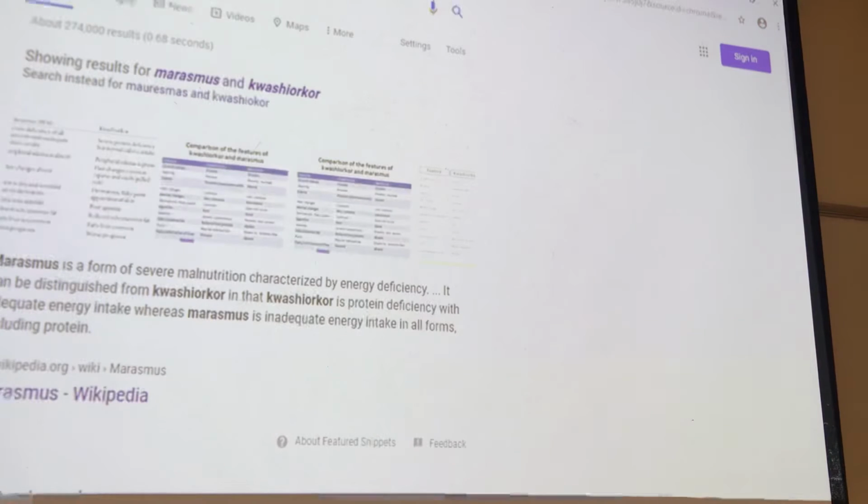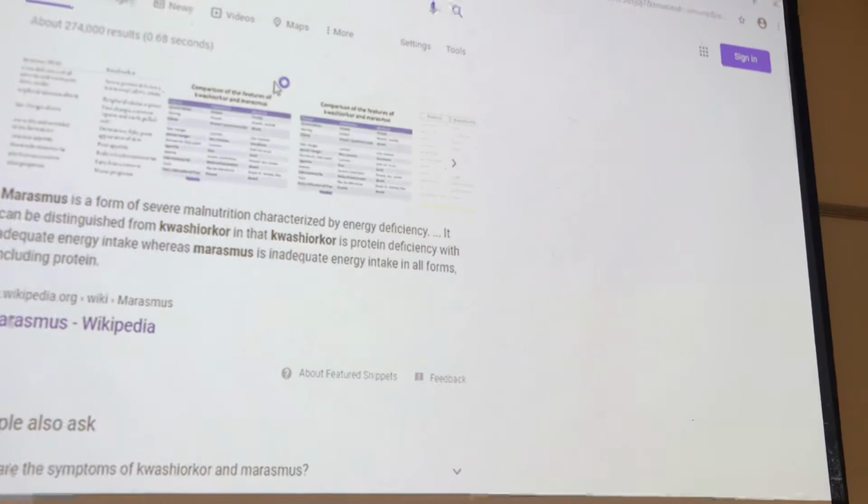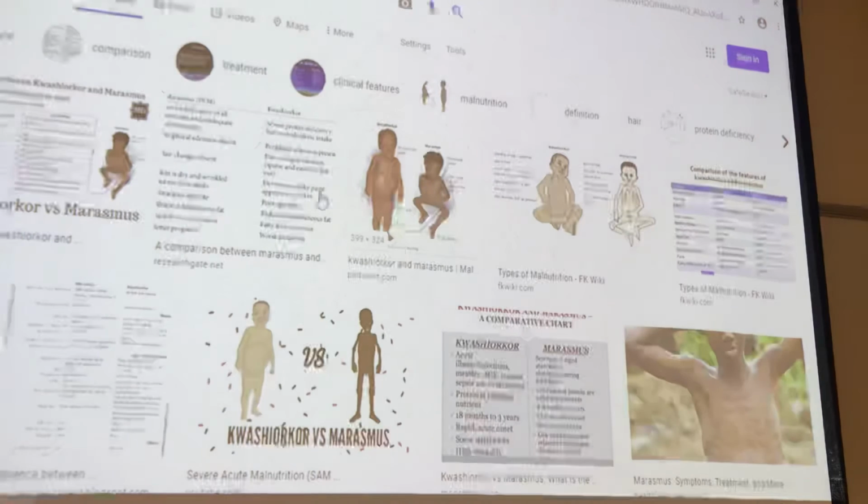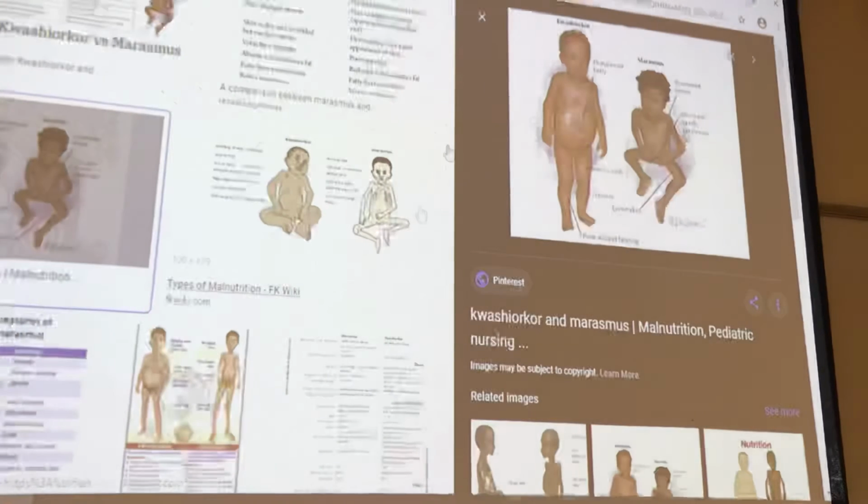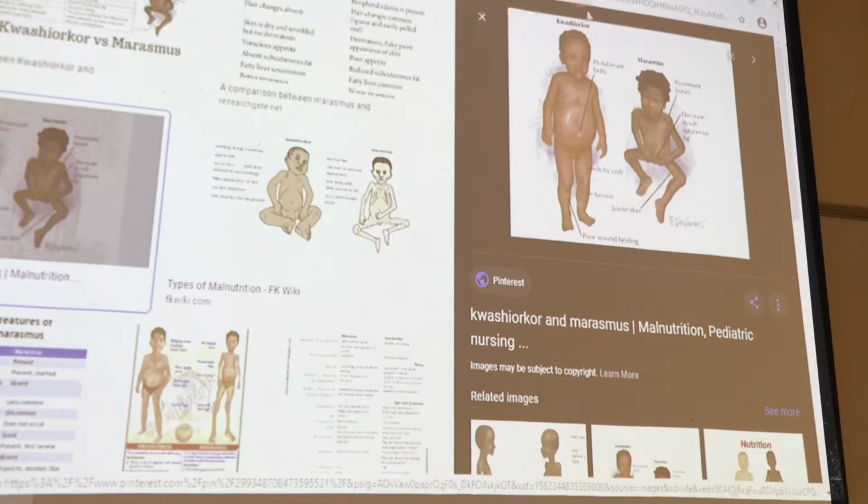Most of you have never heard of either of these, marasmus and Kwashiorkor. It's a terrible picture, but it is a picture right here, right? Marasmus is a lack of calories. This is your basic malnutrition. You have failure to thrive because you don't have enough calories, right? This is what we see in droughts and famines here. This is marasmus. Kwashiorkor is different.